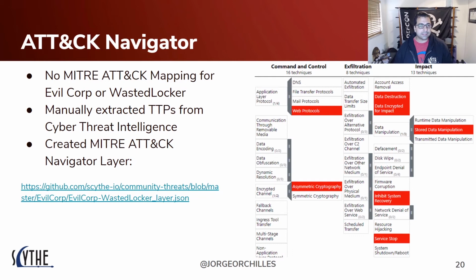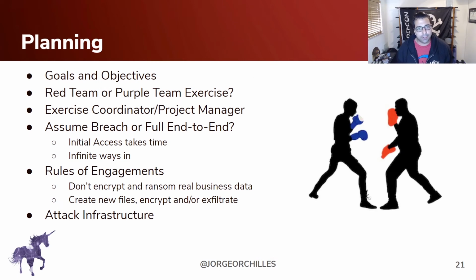So I went through all that cyber threat intelligence and I pulled this out, which allows me to create a much better plan for what we are going to try to do here in this red team exercise that emulates Evil Corp and the WastedLocker malware. So planning is very important, right? We started with cyber threat intelligence. We learned about the Garmin hack. We learned about Evil Corp. We learned about the WastedLocker malware, and we mapped that all to MITRE ATT&CK. Now let's talk about planning.